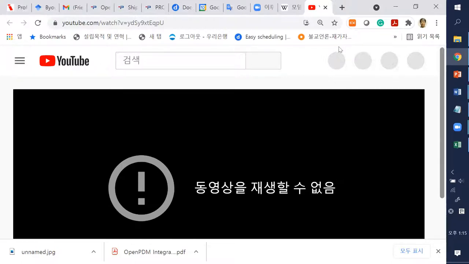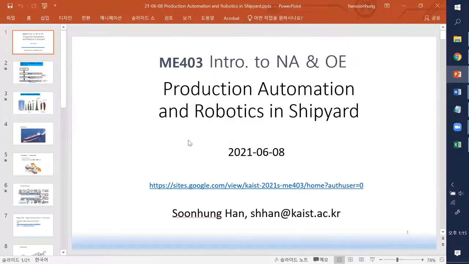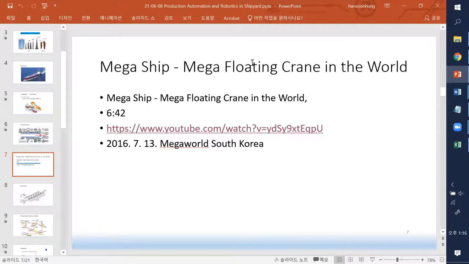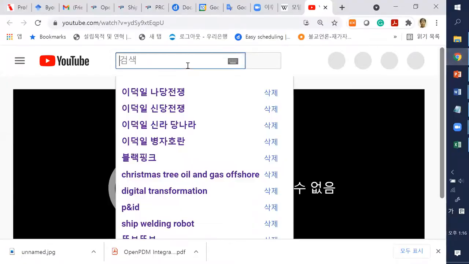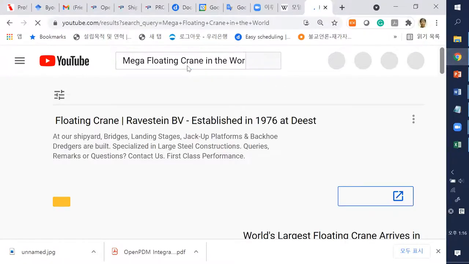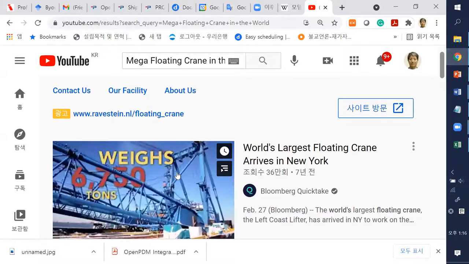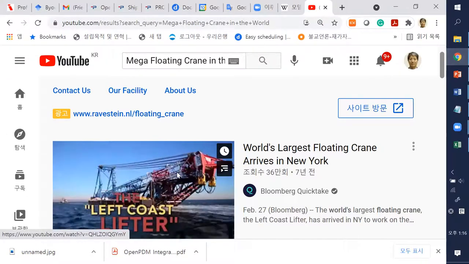The link is not working. Let me see. Terry, we can find out the mega floating crane afterwards. Okay, let's see this one, probably this one. Okay.